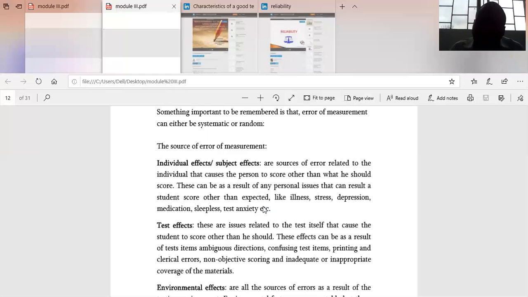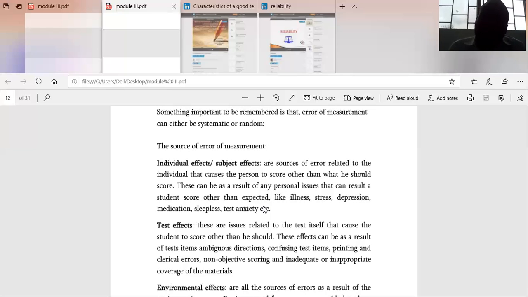Or sometimes the terminology used in the test. You find that you need to assess certain things, but you just come up with a wording system which is not clear to them. Come up with bombastic words, which is not clear to the student. May cause changes in terms of performance, may affect individual consistency in terms of performance.